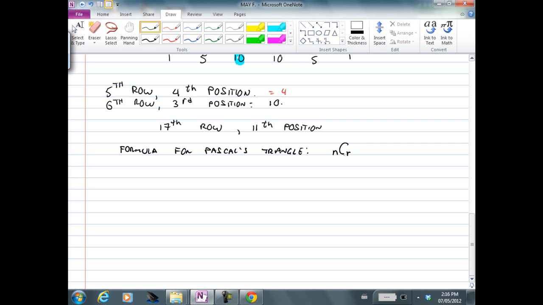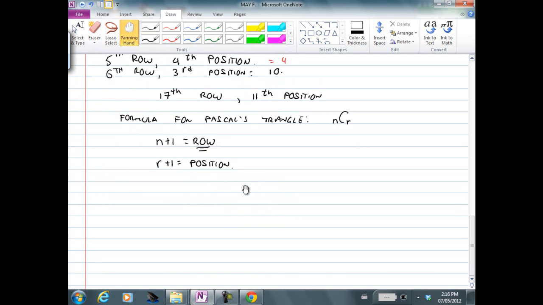Now, here's where some of you will make mistakes. Let's write this down. n plus 1 equals the row. Okay, this is the key. A lot of you will make mistakes because you don't know what n and r are. r plus 1 equals the position. I don't give you Pascal's formula on the exam because it's just nCr. If you can't remember that, you're in trouble, not me. So, n plus 1 equals your row. What row am I looking for?